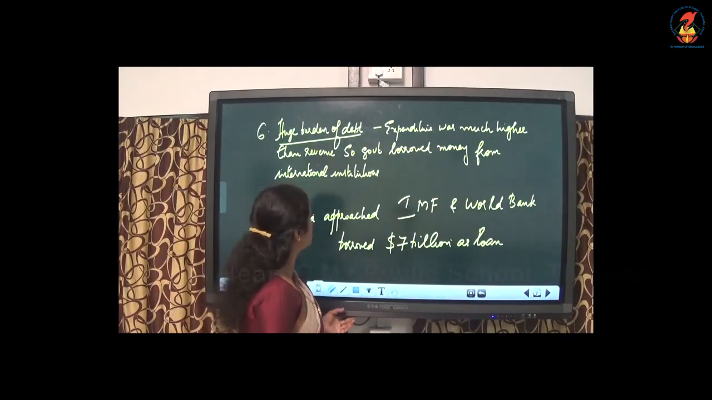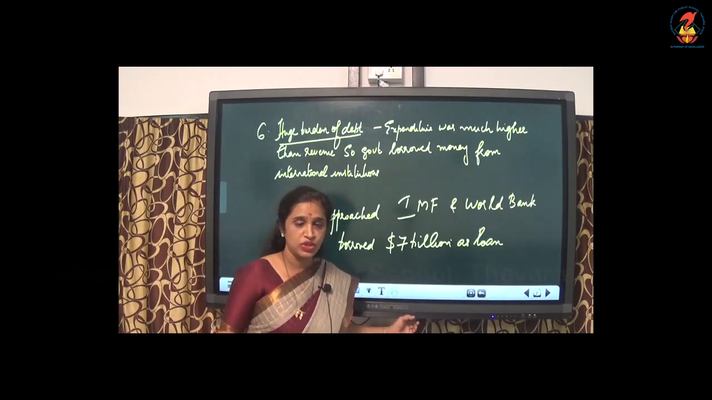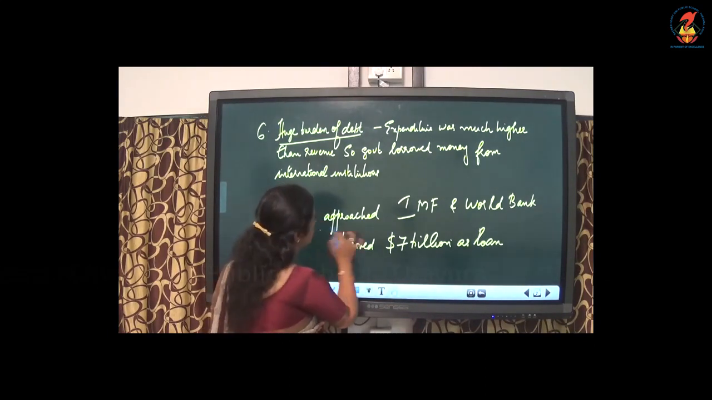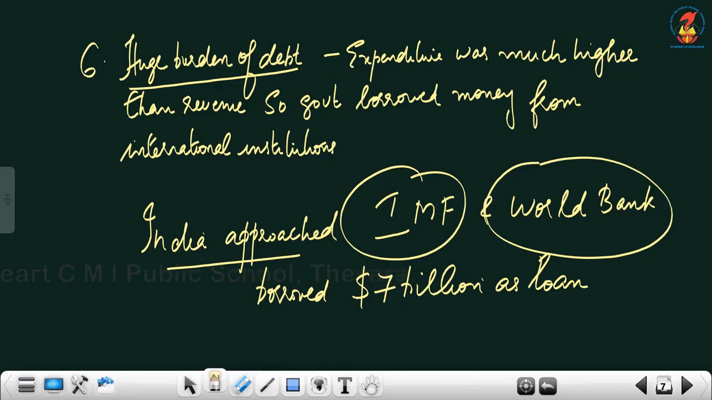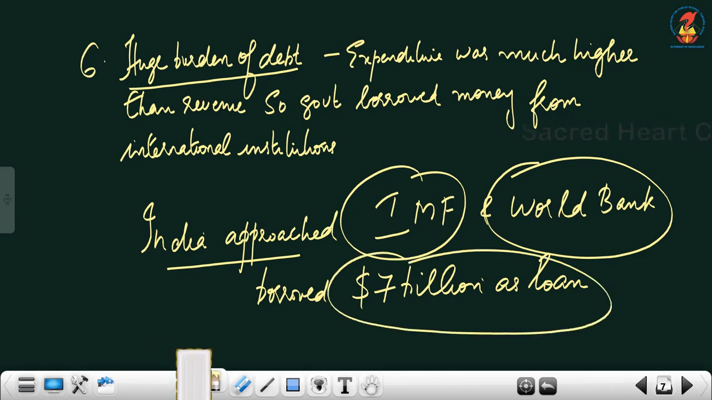So, because of this, India had to survive. So, the Indian government approached the IMF and the World Bank, the International Bank for Reconstruction and Development, which is known as the World Bank. India approached the IMF and the World Bank for some funds for its functioning, and the IMF and the World Bank granted $7 billion as a loan. It is not a small amount, $7 billion as a loan.